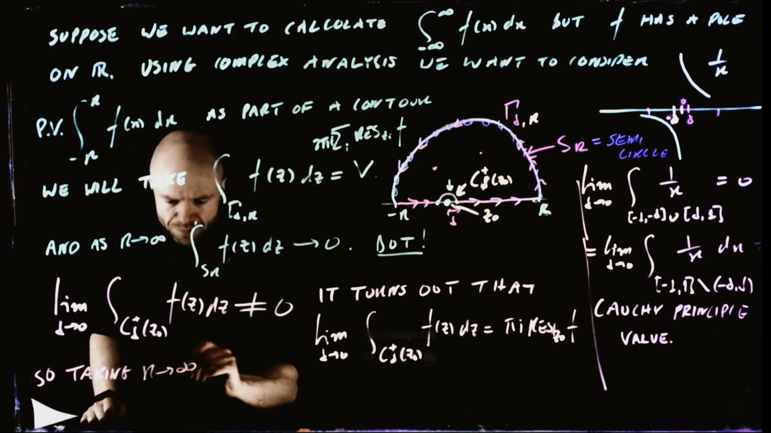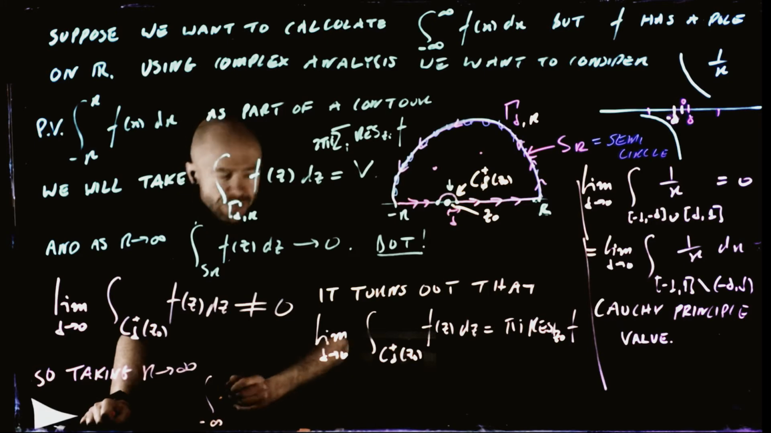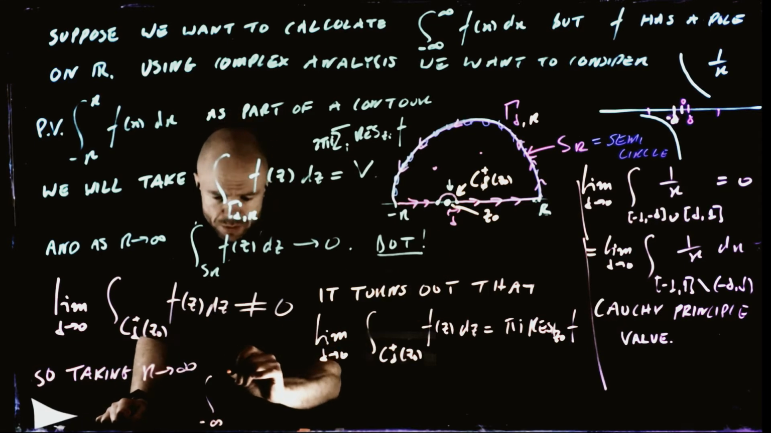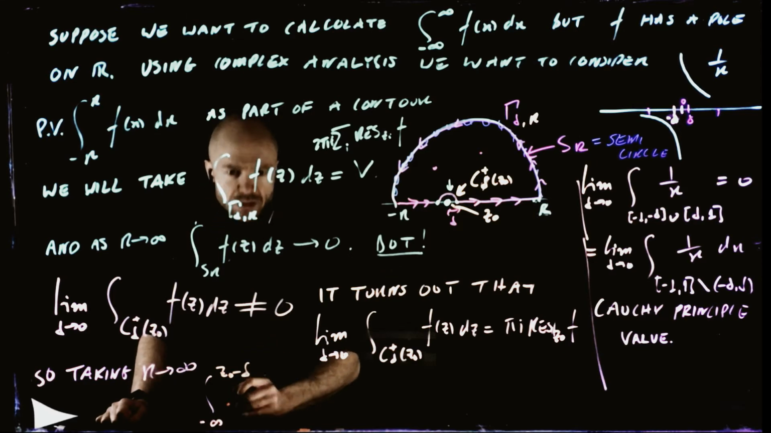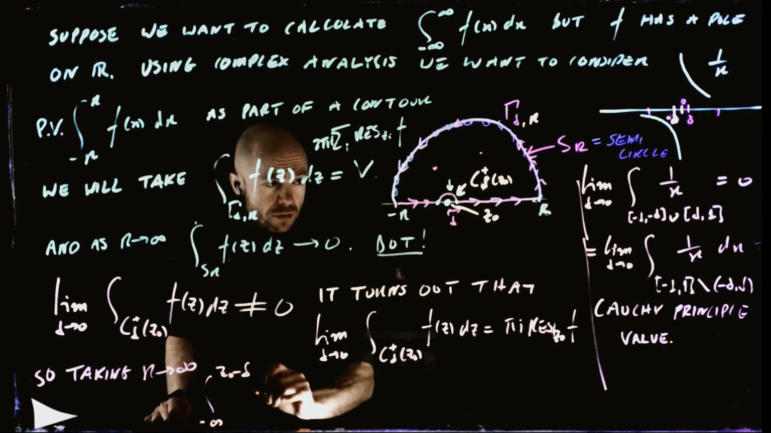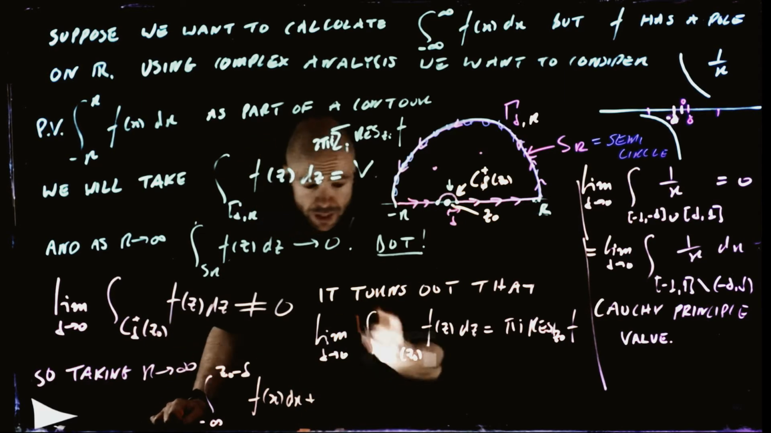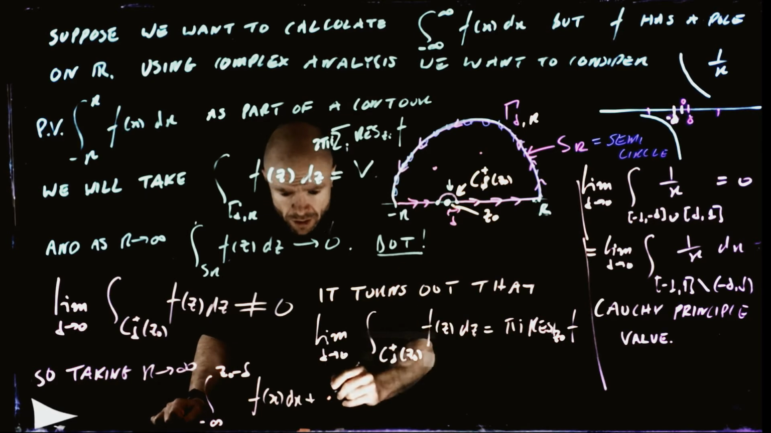So if I write that in the language of maths, taking r to infinity, we will have the integral from -infinity up to z0 minus delta. So z0 is on the real line, so this is a meaningful thing. Of our function, f of x dx, plus this guy right here.